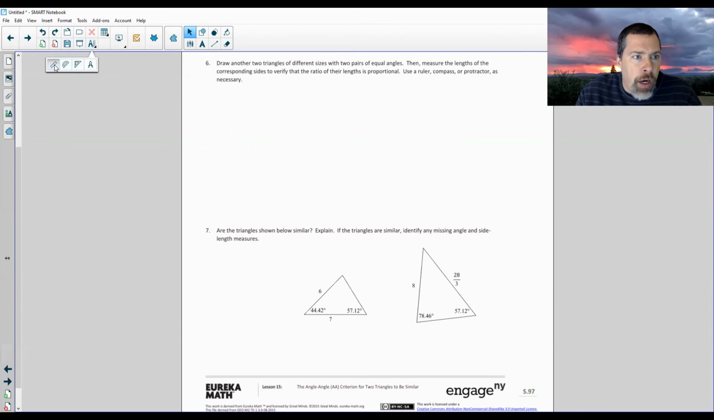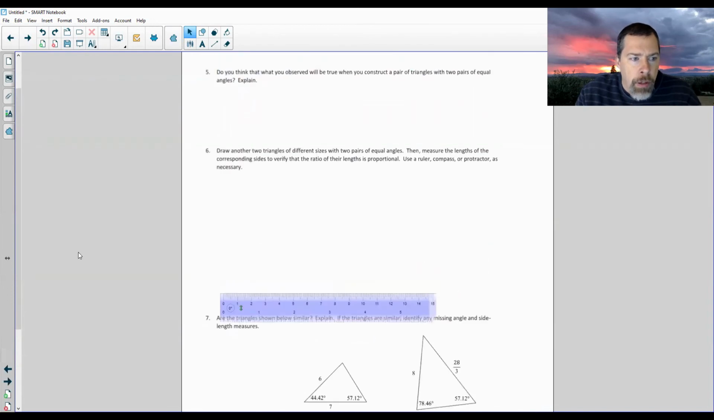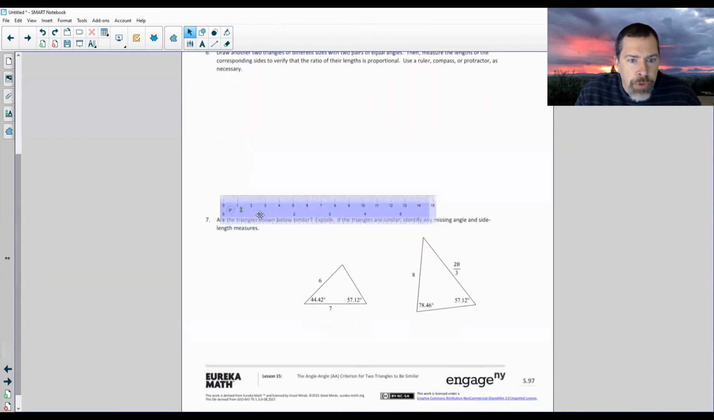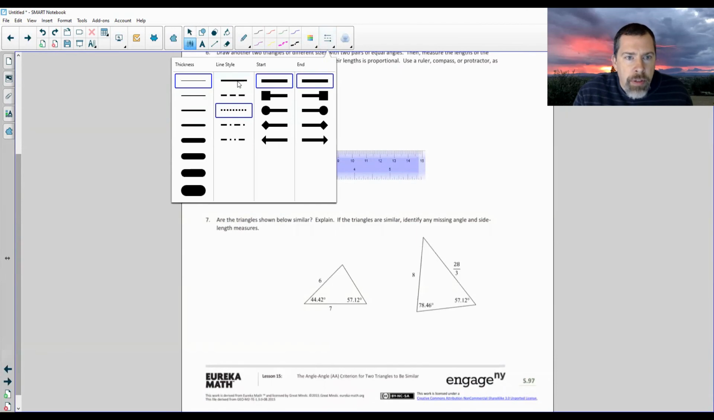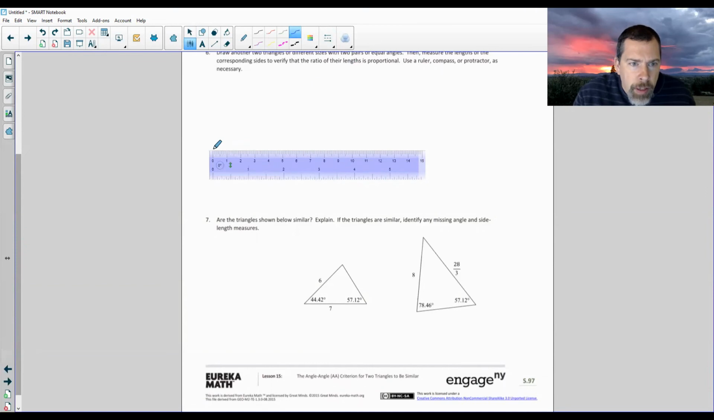I'm going to draw two triangles with two angles that are equal. So the first thing I'm going to do is draw a segment. How about one with a solid line? Okay. Let's use purple this time. So I'll start at 0 and I'll draw a segment that's, I don't know, 5 again. Very close to 5 right there. All right.